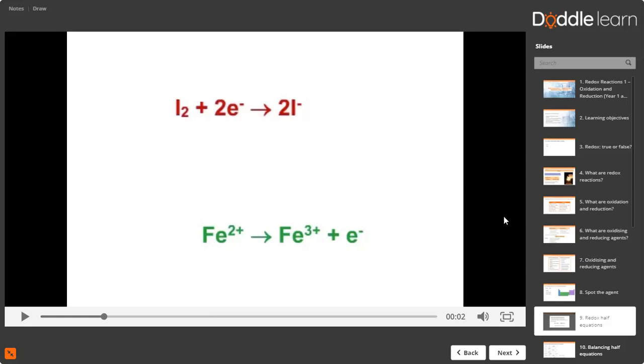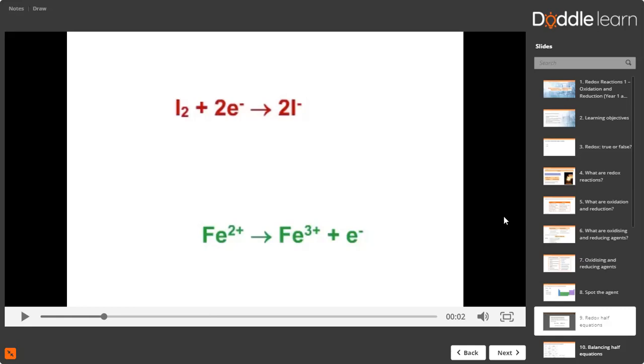No, we haven't got iodine ions. We've got iodine plus 2 electrons goes to 2 iodine ions. And then we go from iron 2+ ions to iron 3+ plus an electron. So we've obviously got our reduction at the top and our oxidation at the bottom.